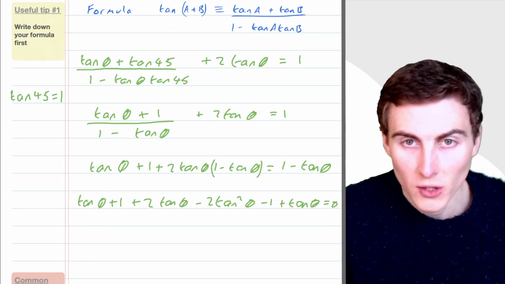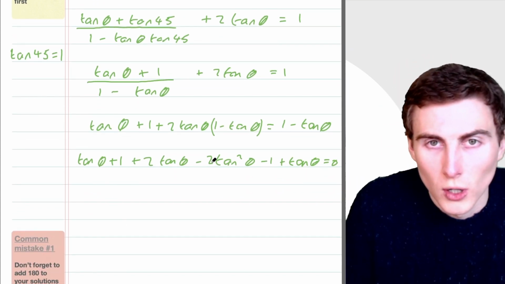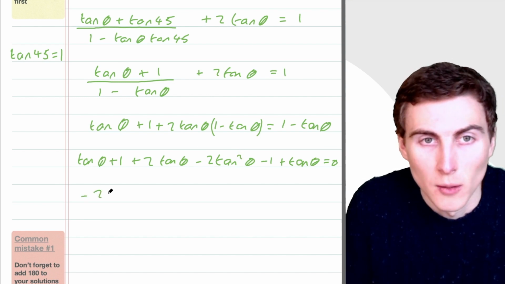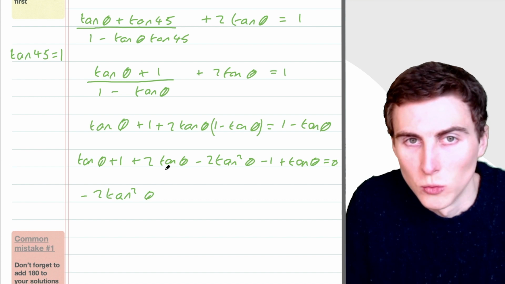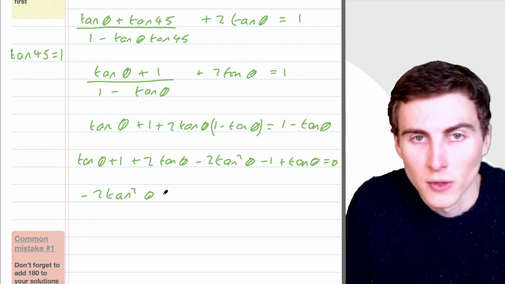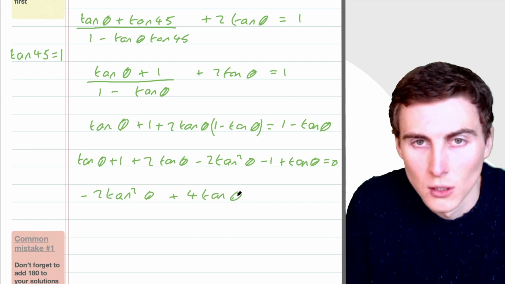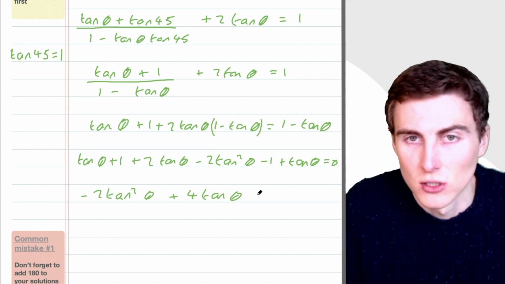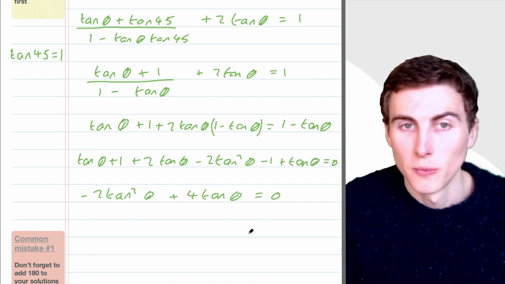Okay, so now we've got everything there. Now we just need to simplify it all down. I like to put my squares first, so I'm just going to write the minus 2 tan squared theta first. Then I've got 1 tan theta, 2 more tan thetas, and another tan theta. So in total, I've got 4 tan thetas. And I've got a 1 here and minus 1 here, so they cancel out. I actually don't have any integers. That's going to equal 0. So now it's looking much simpler.